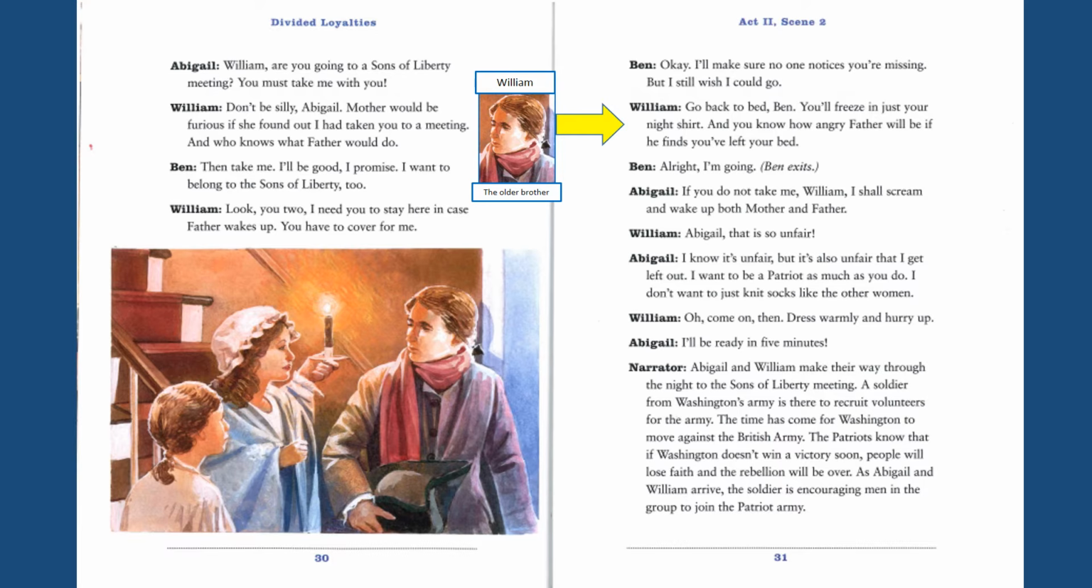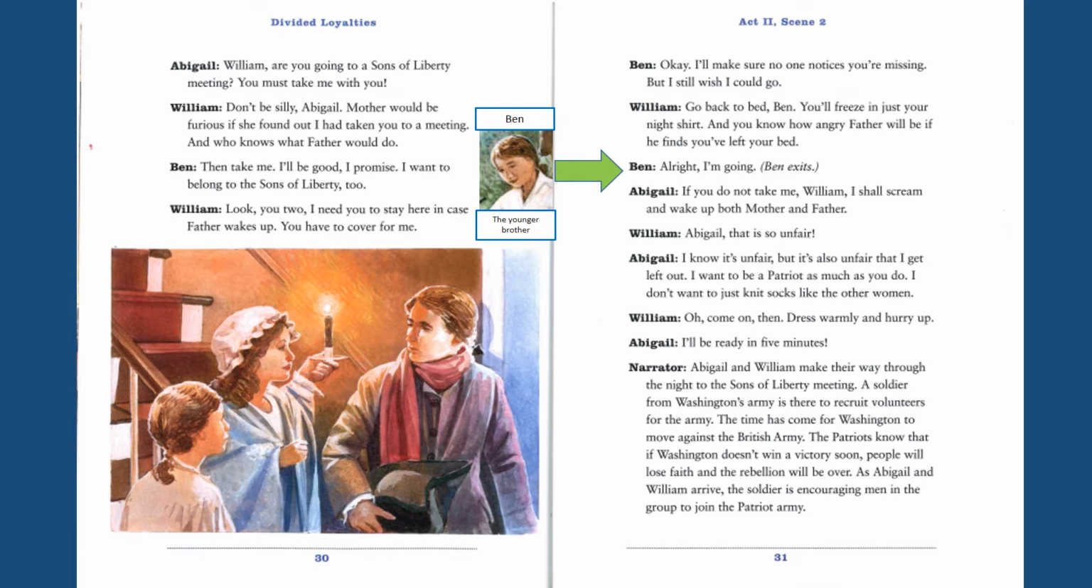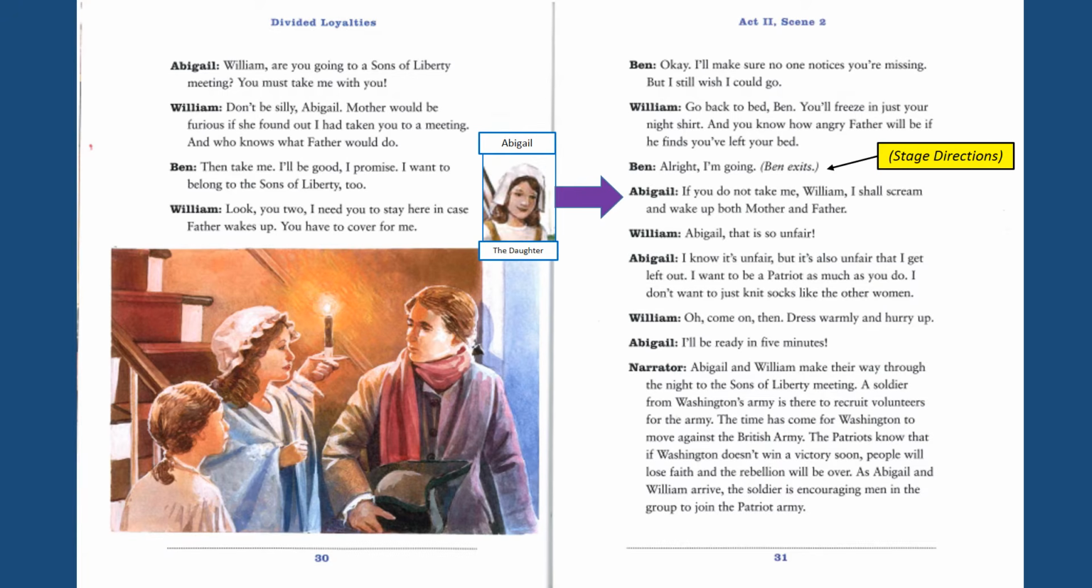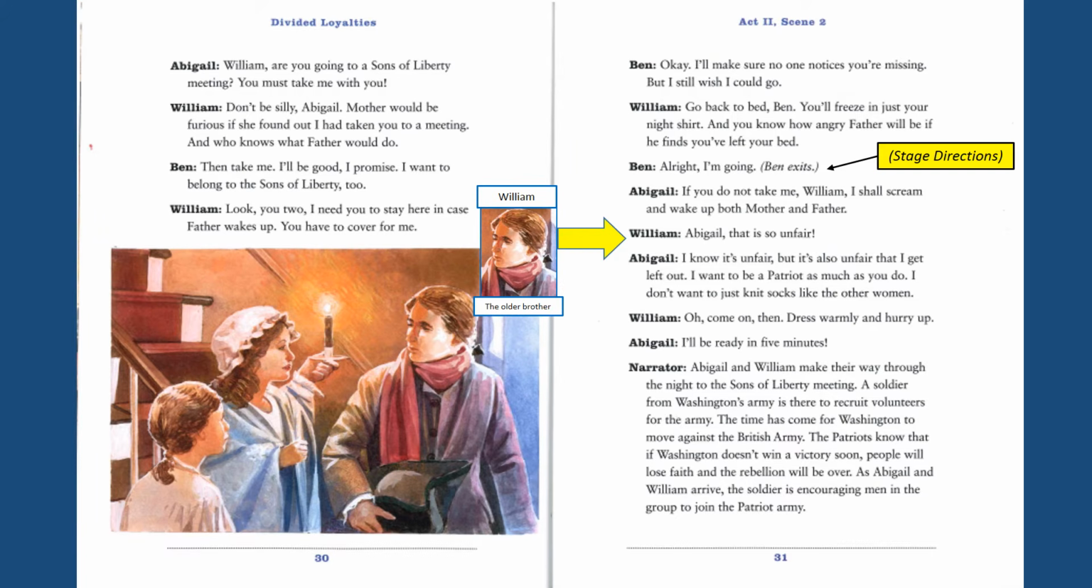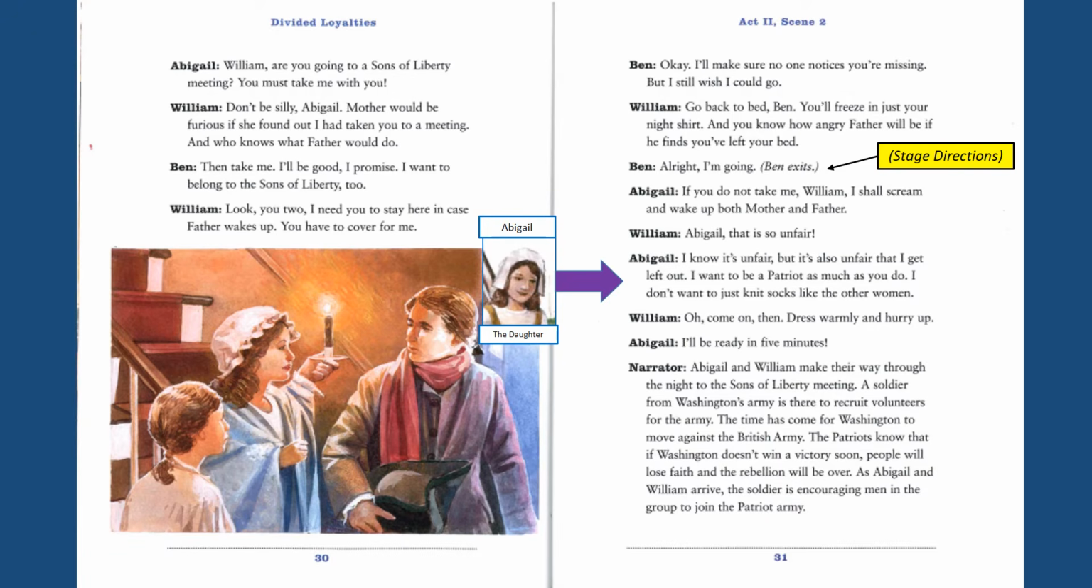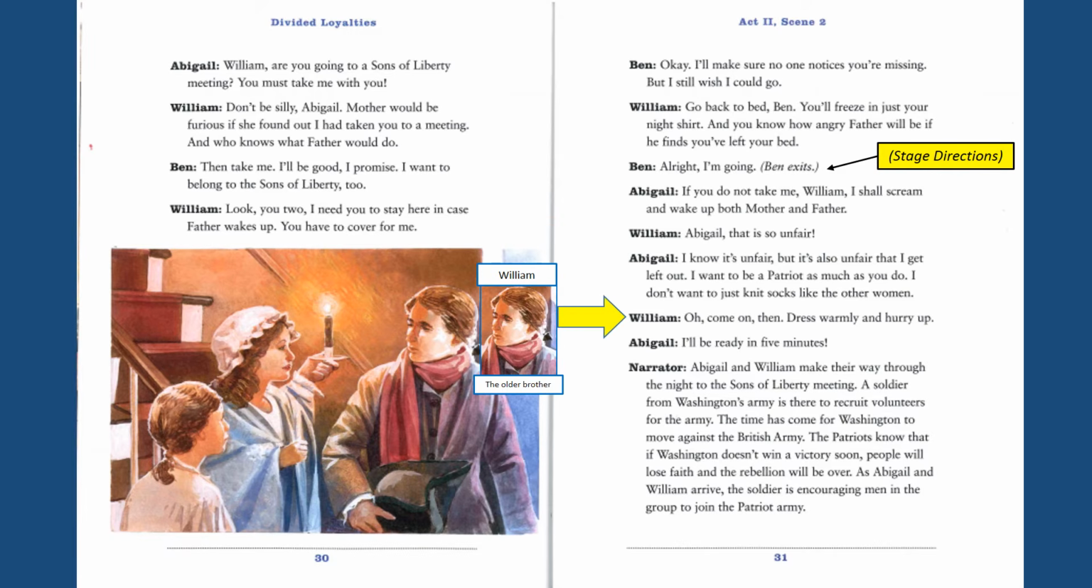Go back to bed, Ben. You'll freeze in just your nightshirt, and you know how angry Father will be if he finds out you've left your bed. All right, I'm going. If you do not take me, William, I shall scream and wake up both Mother and Father. Abigail, that is so unfair. I know it's unfair, but it's also unfair that I get left out. I want to be a patriot as much as you do. I don't want to just knit socks like the other women. Oh, come on then. Dress warmly and hurry up. I'll be ready in 5 minutes.